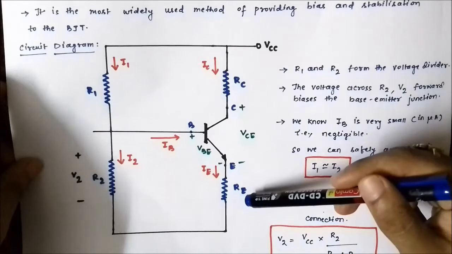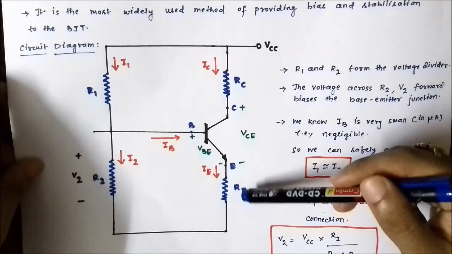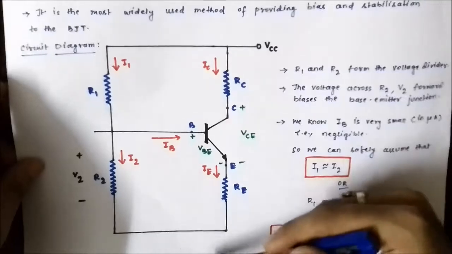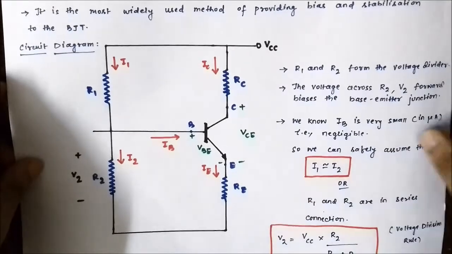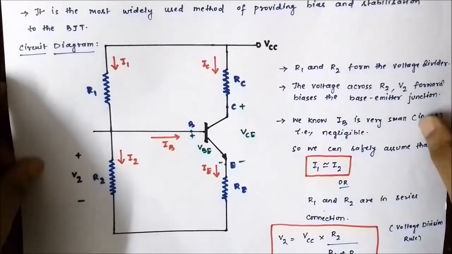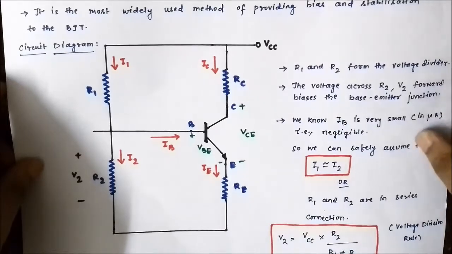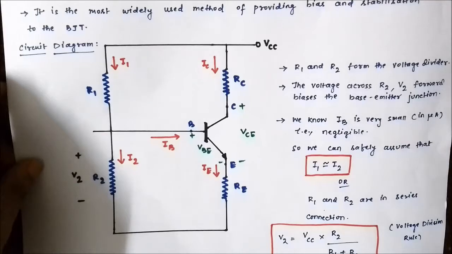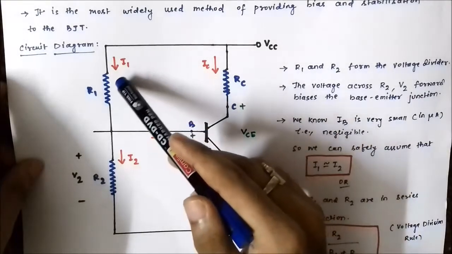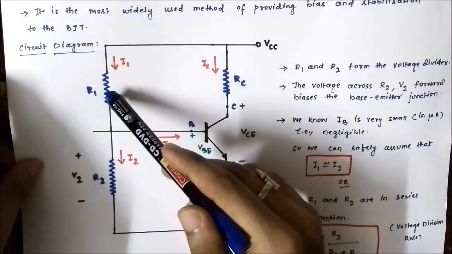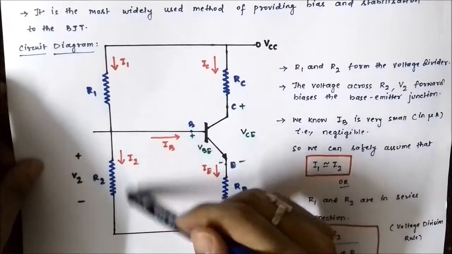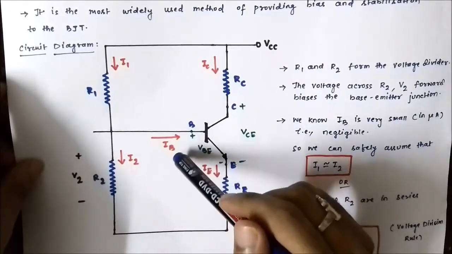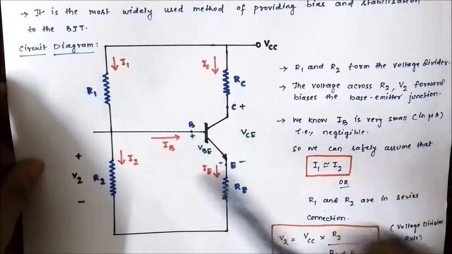Then we have the emitter resistance RE, whose one end is connected to the emitter terminal and the other end is connected to ground. Here there is a ground connection which I have not marked, but there is a ground connection at the bottom. Now I1 is the current which flows through R1. I2 is the current which flows through R2. IB is the base current.